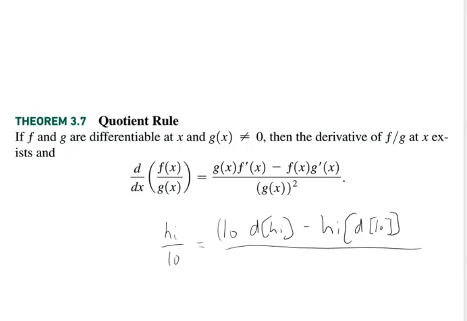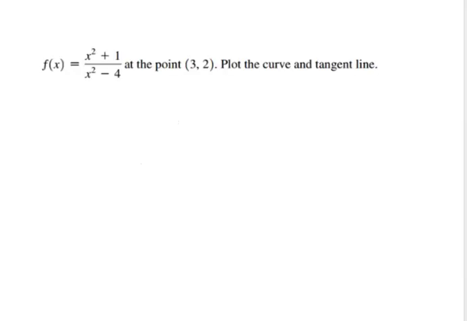If you just say that over and over again, it's the denominator times the derivative of the numerator minus the numerator times the derivative of the denominator, or low d high minus high d low over low squared, the denominator squared. Or officially, with g as your denominator and f your numerator, it's g times f prime minus f times g prime over g squared. Let's see if we can apply it.